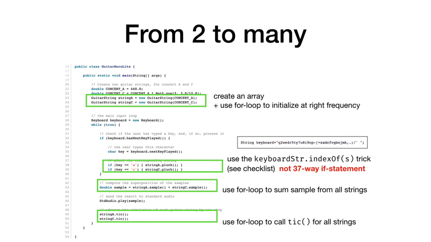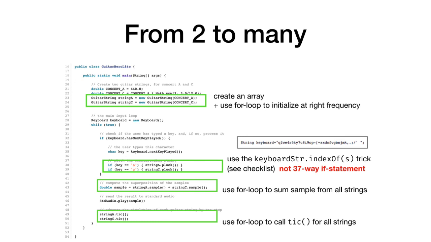The first thing you're going to do here is change the declaration of each individual string into a guitar string array of strings. You're going to use a for loop to initialize each of the guitar strings at the right frequency. There's a formula for that on the assignment, on how to pick the frequency.